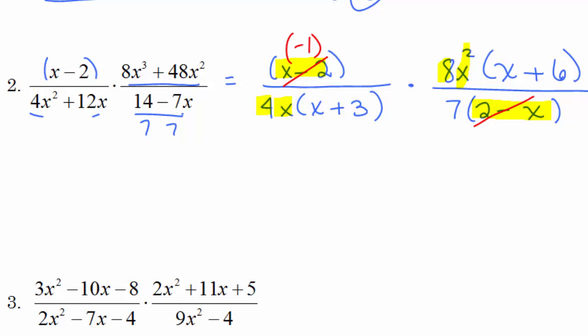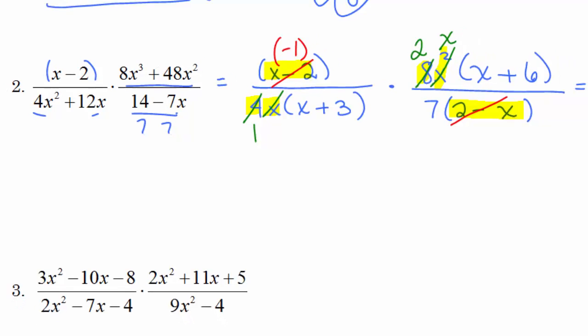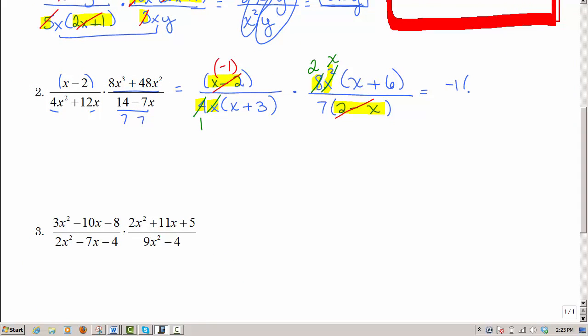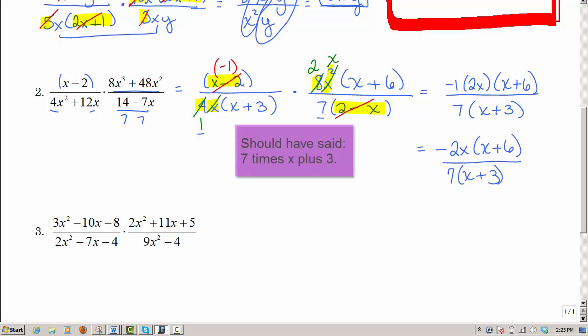Let's go ahead and reduce the others. 4 goes into 4 one time, 4 goes into 8 two. x divides x squared, that leaves an x. Remember, keep your base, subtract the exponents. So on top I have negative 1 times 2x times x plus 6. On the bottom I have 1 times 7, which is 7, times x plus 3. Now you could leave your answer like that, but I want to make it a little bit prettier. Usually you don't write a negative 1. Let's just write negative 2x times x plus 6 over x plus 3. I think that looks a little better.